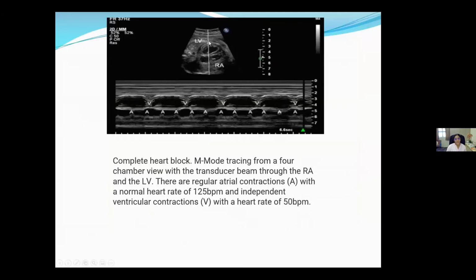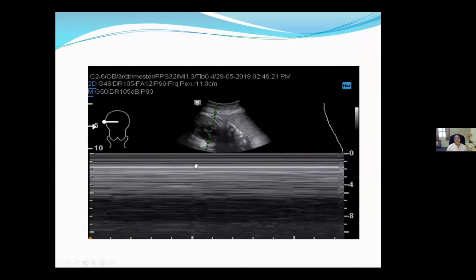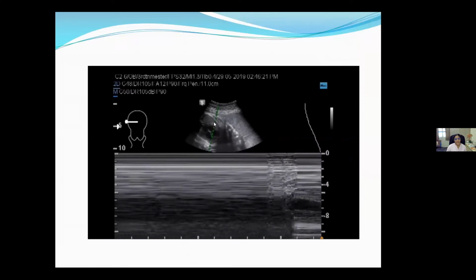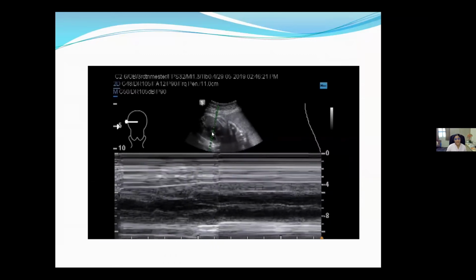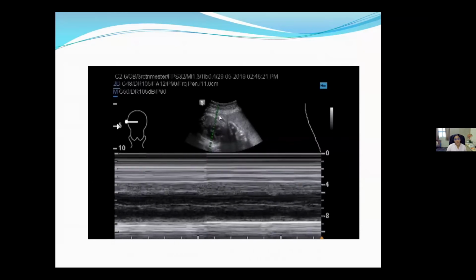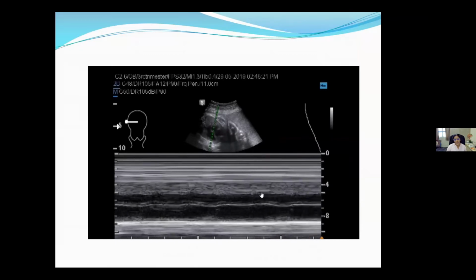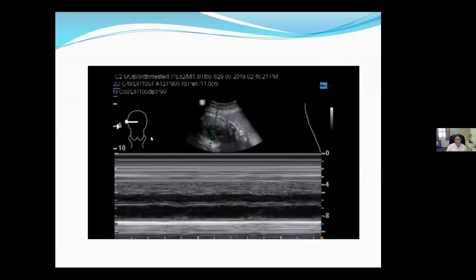This is actually an M mode tracing, wherein the transducer goes through the right atrium and left ventricle. Actually, the ventricular rate is much slower, whereas the atrial rate is quite fast. The ventricular rate is about 50 beats per minute and the atrial rate is about 125 beats per minute. So this is how it looks. You can actually see this is the atrial rate, atrium, and the ventricular M mode tracing. So the ventricular rate is very slow, whereas the atrium is actually beating at the normal rate.